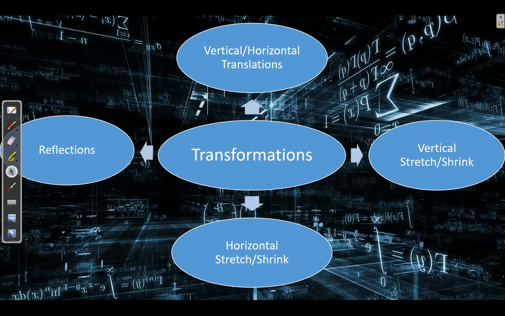We are still looking at transformations of quadratic functions. What we've done so far are all these here at the top. We've done reflections, we've done vertical and horizontal translations, those are the slides, and we've done some vertical stretches and shrinks. So now it's time to add one more, the horizontal stretch and shrink.